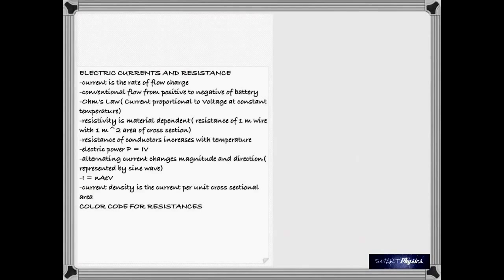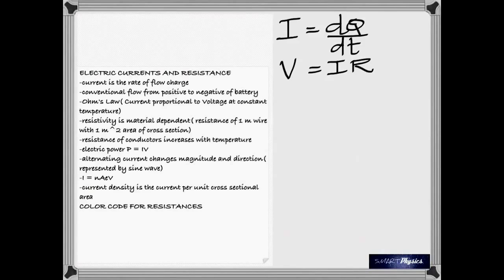The important equations in this chapter: current is the rate of flow of charge. I is dq by dt, which gives ampere is equal to coulomb per second. Very important rule from Ohm's law: voltage is the product of current and resistance. Resistance is given by rho L by A.